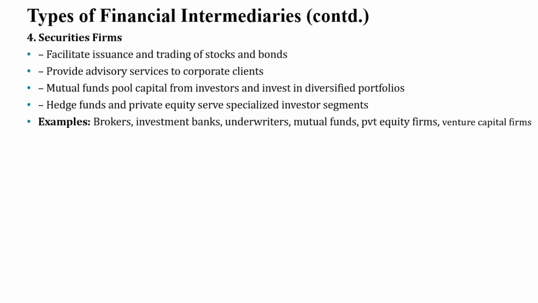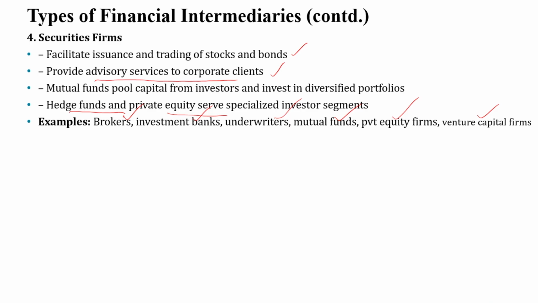Moving further, another kind of financial intermediary is securities firms. These firms are more central to capital market operations. They facilitate the issuance and trading of securities like stocks and bonds. They offer advisory services to corporate clients, particularly for mergers, acquisitions, and capital raising. It includes mutual funds, which pool funds from retail and institutional investors and invest in diversified portfolios. It also includes hedge funds and private equity, which cater to high net worth individuals and specialized investors. Examples of securities firms include brokers, investment banks, underwriters, mutual funds, private equity firms, and venture capital firms.